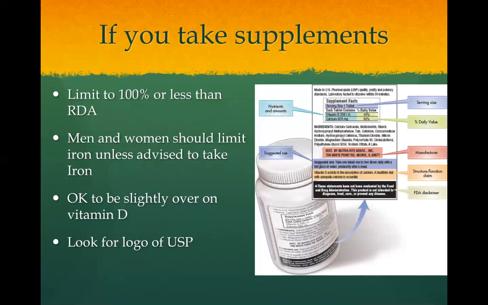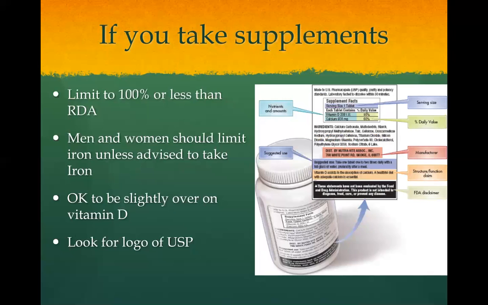Vitamin D, it is likely okay to be over the RDA on because the UL is so high. The UL is 4,000. So it's probably okay to be a little bit over the RDA on vitamin D, especially since so many people are deficient. And then look for the logo of USP.